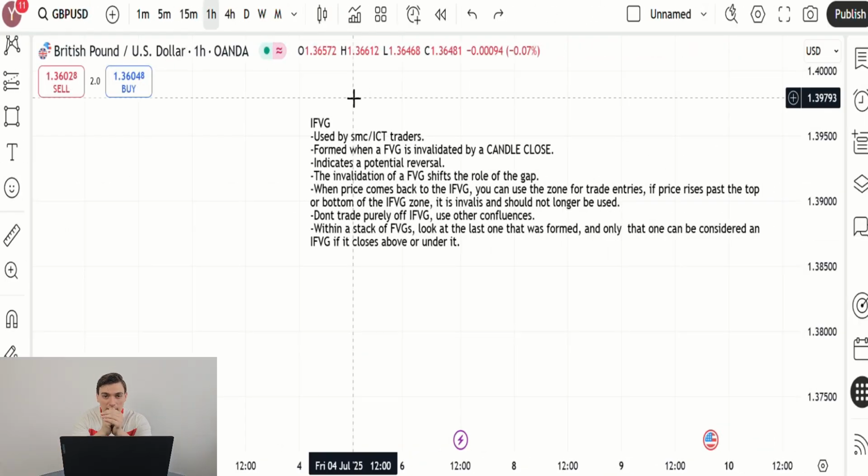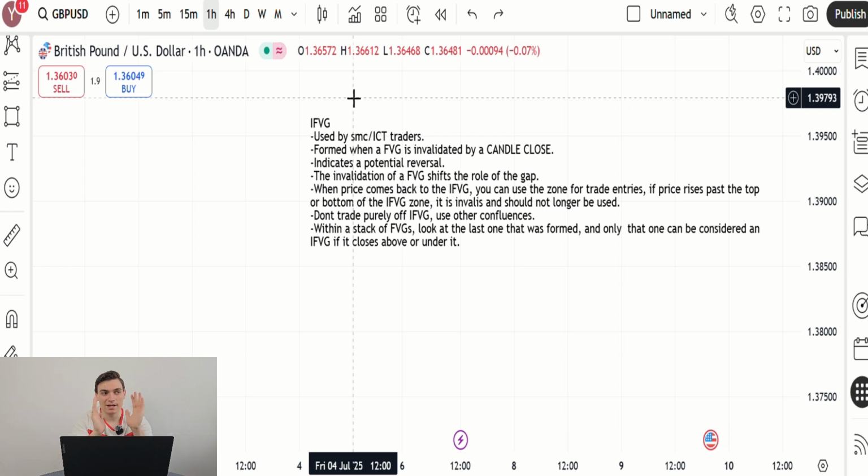So inverse fair value gaps is, first of all, mostly used by ICT and SMC traders. This is an ICT concept, all right? This is really important because people that don't use ICT or SMC, if you talk about inverse fair value gap, they're gonna be like, what is that?